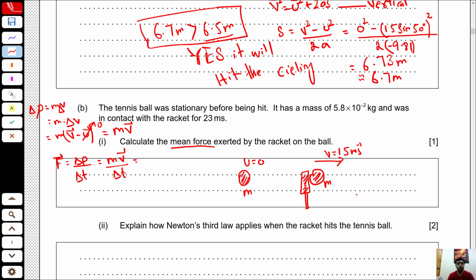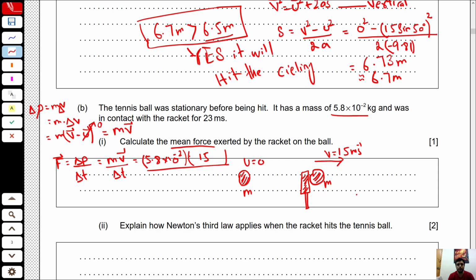Now, just plug in the values. What is the mass of the ball? The mass of the ball is this much. So it's 5.8 times 10 to the power negative 2 kg. Make sure it's an SI unit. Final velocity of the ball is 15 divided by delta t.